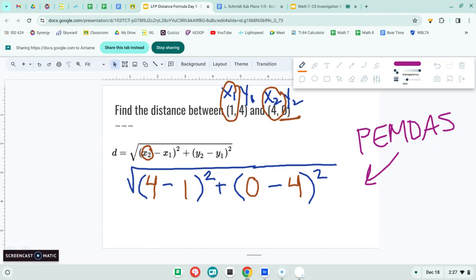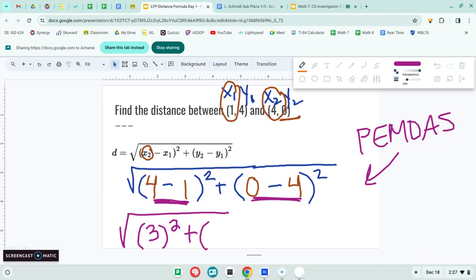Parentheses: 4 minus 1 and 0 minus 4. So now we're going to rewrite this as 3 squared and negative 4 squared. Some people are probably going to be like, Mrs. Schmidt, you didn't get rid of the parentheses. I keep those in because notice that the 4 ended up being negative, and I want to make sure to show that that negative is included here with the 4.